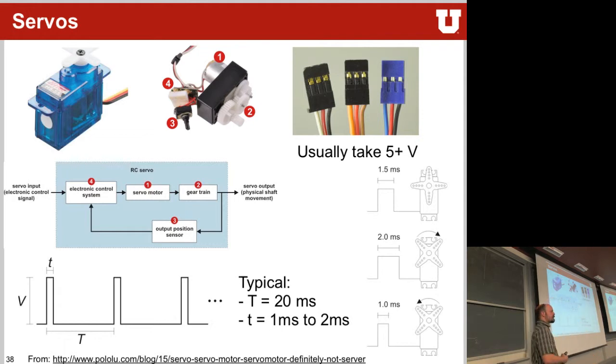But sometimes you have to go and read the data sheet on your servo motors because there are other types of interfaces that you can have for them. There are also three different standards for the wiring. So be careful, depending on what type of servo you have, the wiring might be slightly different with power, ground, and signal. Any questions on servo motors?